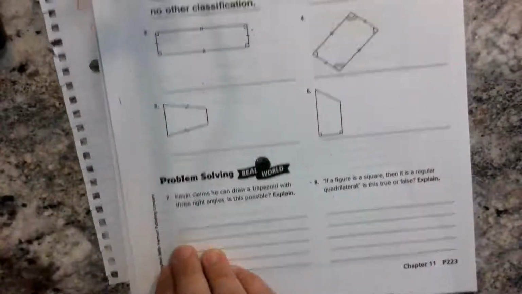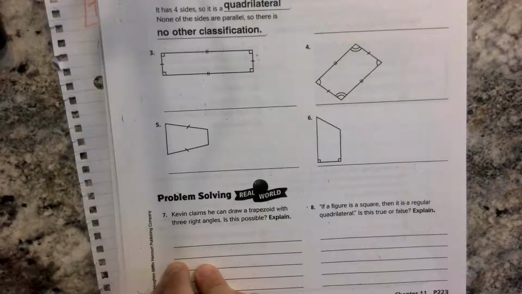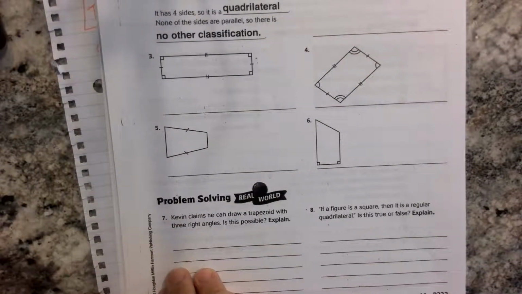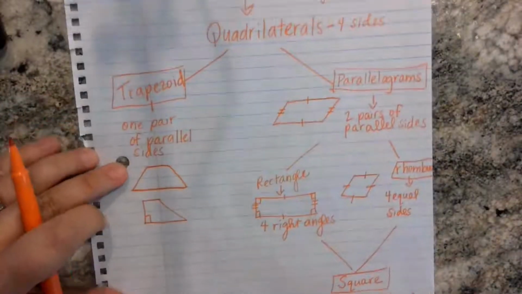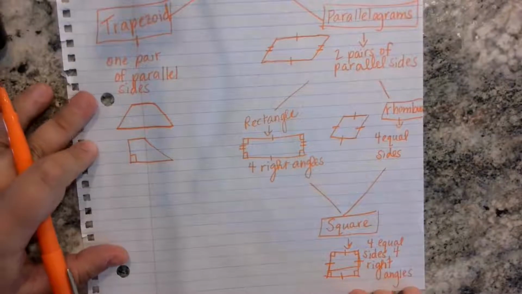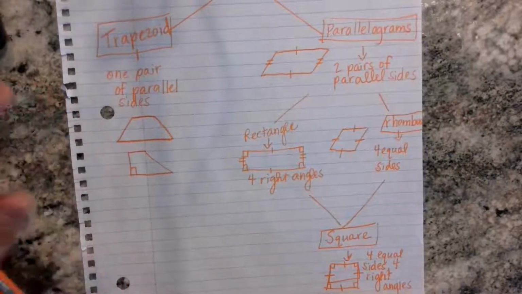Okay, so if you have questions, you've got my email, you've got my phone number, you can text me, you can message me on Dojo. Remember, use this, do a screenshot of it, or write your own out so that you have it to look back at.